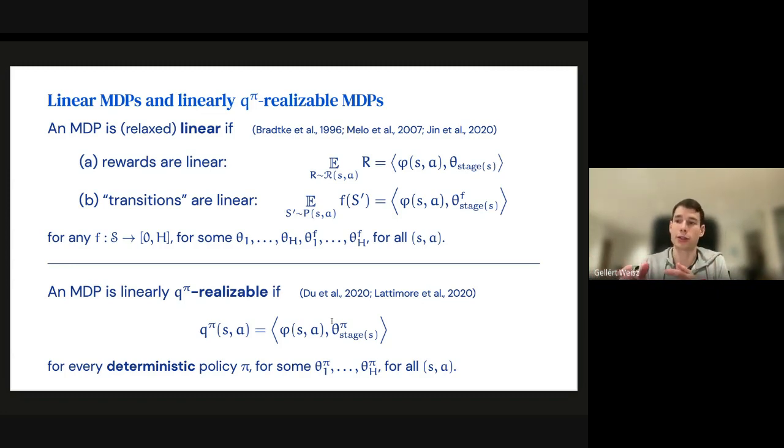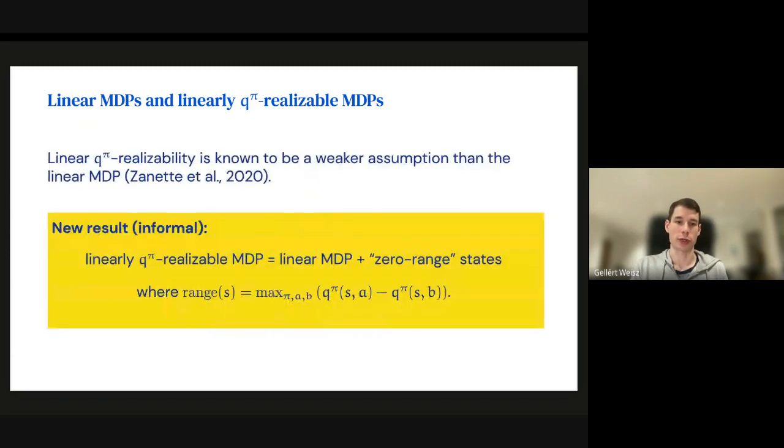And you only had to learn about the D parameters to know all of the qπ, or the expected rewards, or the expected f of s prime. So the point is this should make learning feasible. So these are the two assumptions we're looking at.